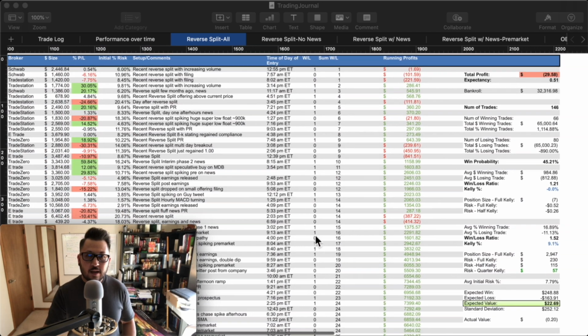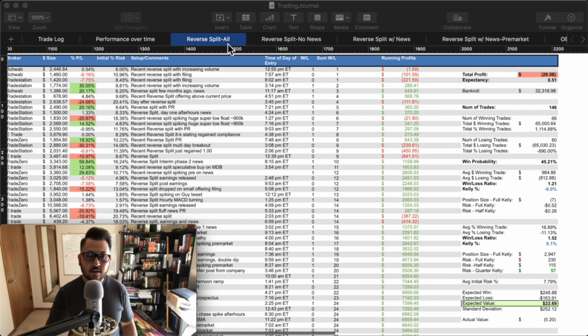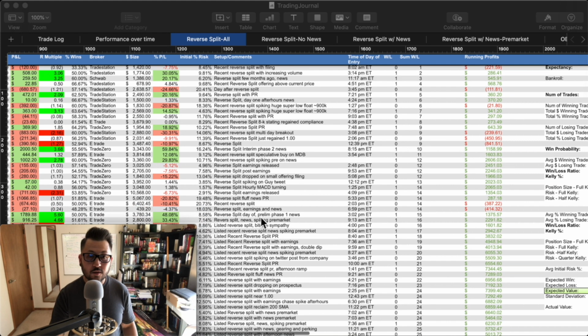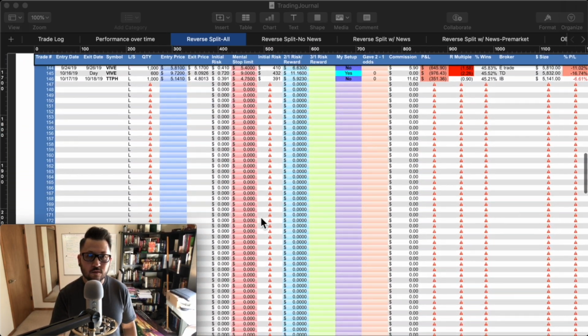So what I did is I have this other sheet called trade log, where I just capture all of my trades, and then based on the setup, which I have in this setup comments column here, based on which setup it is, I'll pull out those rows and put them into their own spreadsheet so that I can analyze just this one specific setup. And so this is about 145 trades.